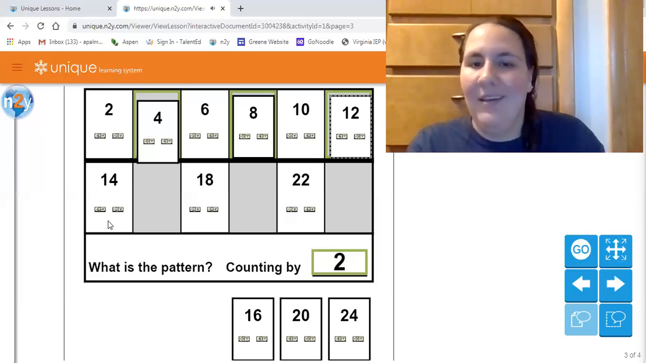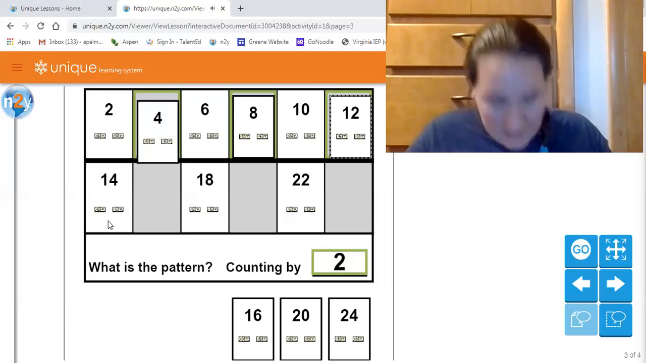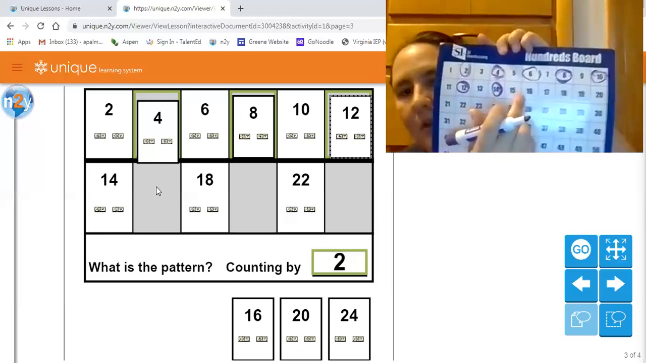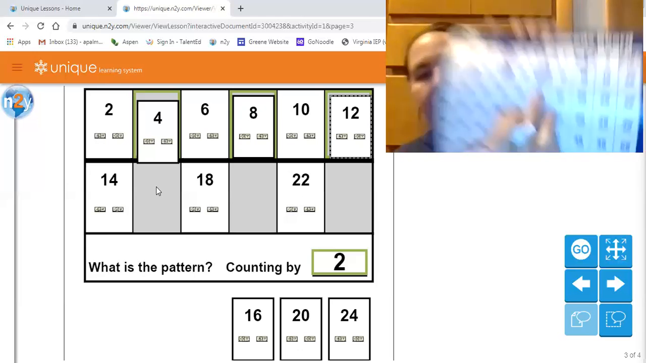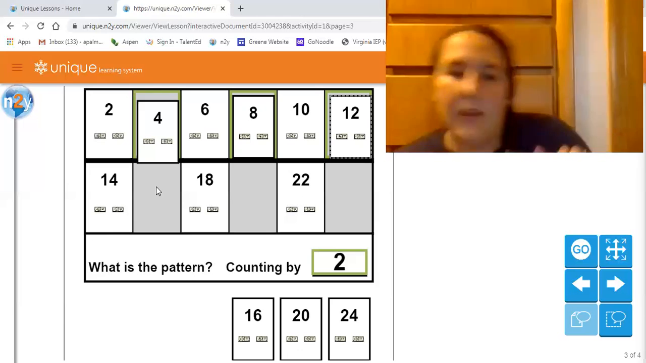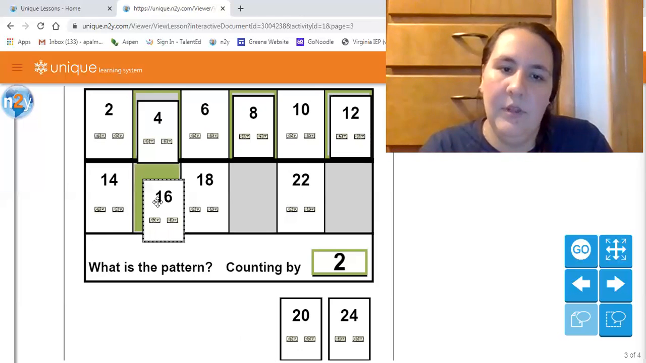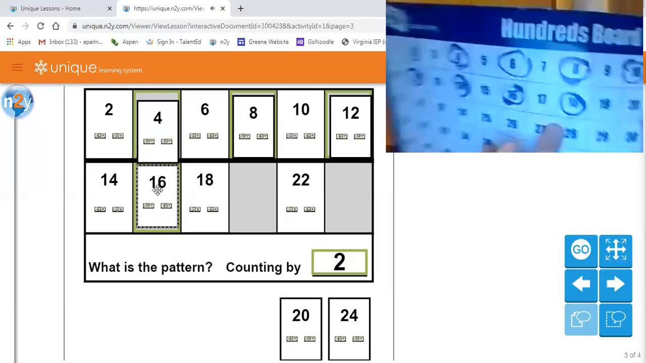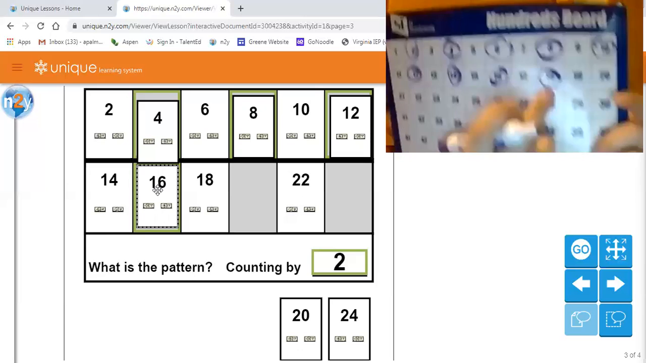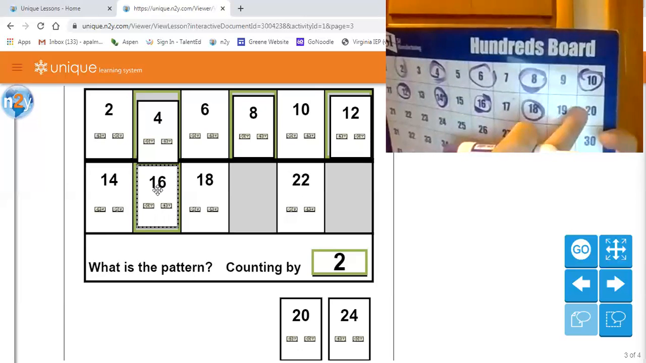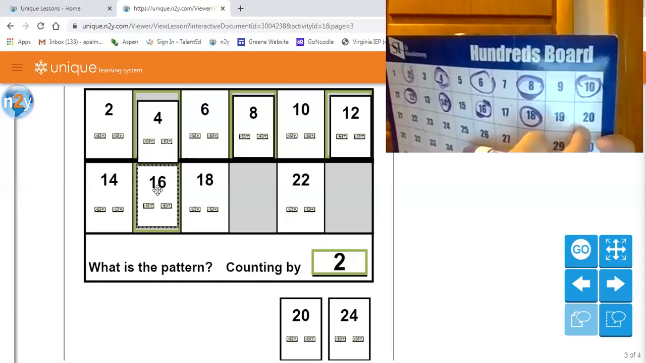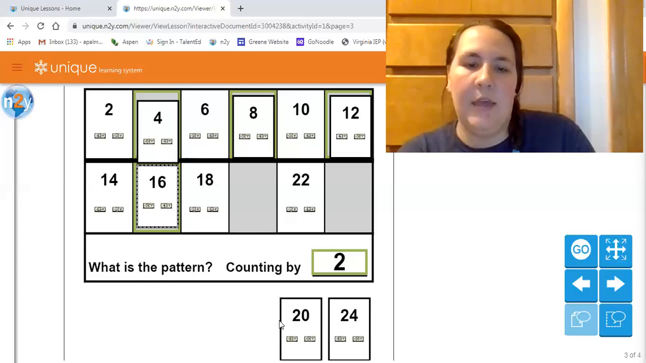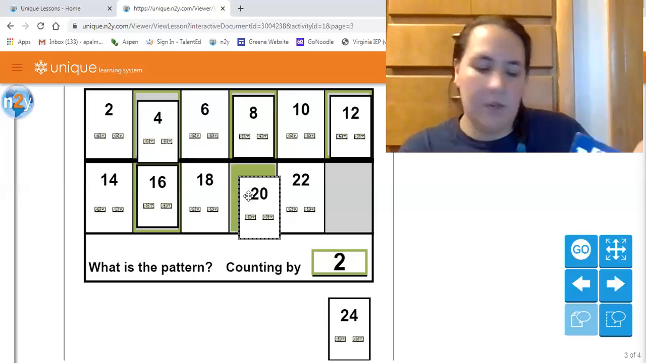Easy peasy, right? So my next number is 14. And then I need to count 2 more to figure out what's missing. So 1, 2. What number did I land on? 16. Beautiful. All right, my next number is 18. Let me go ahead and circle it. And now I need to figure out what comes next. So I'm going to add 2. 1 and 2. What number did I land on? Beautiful job, 20. And then my next number is 22.